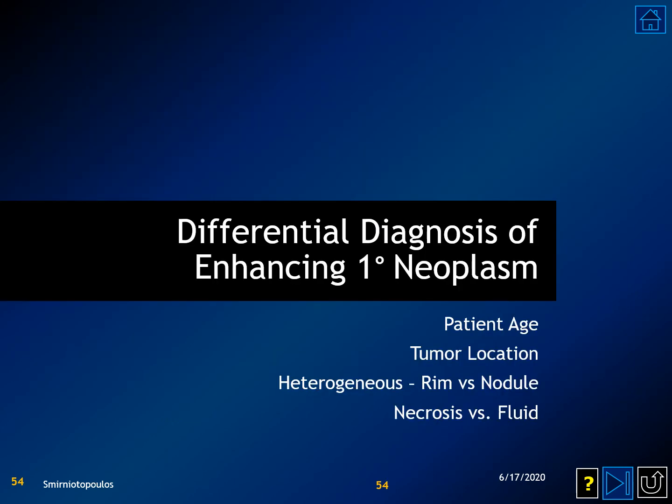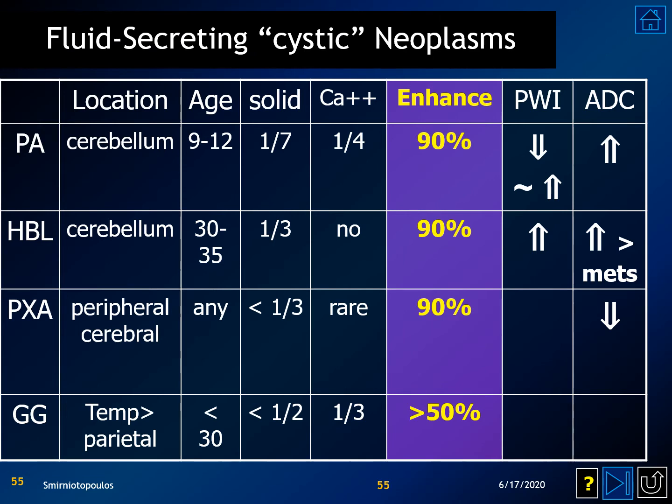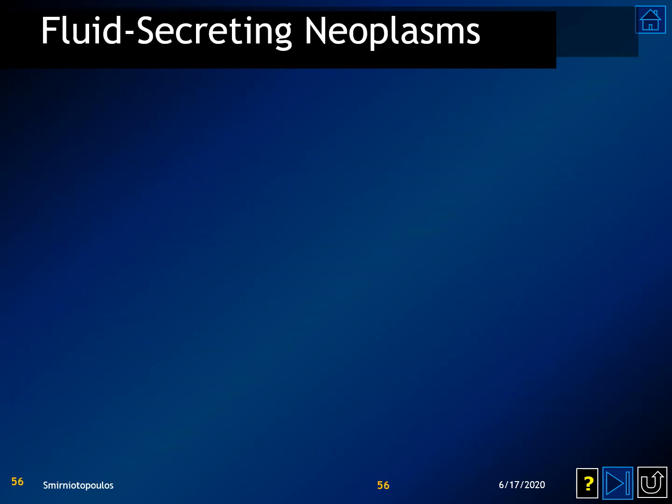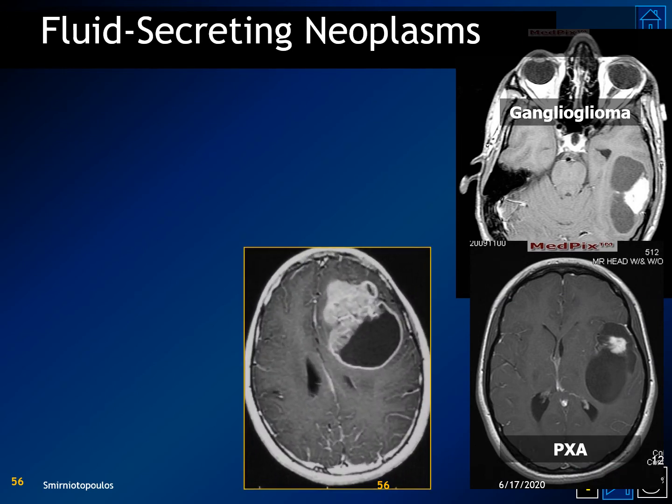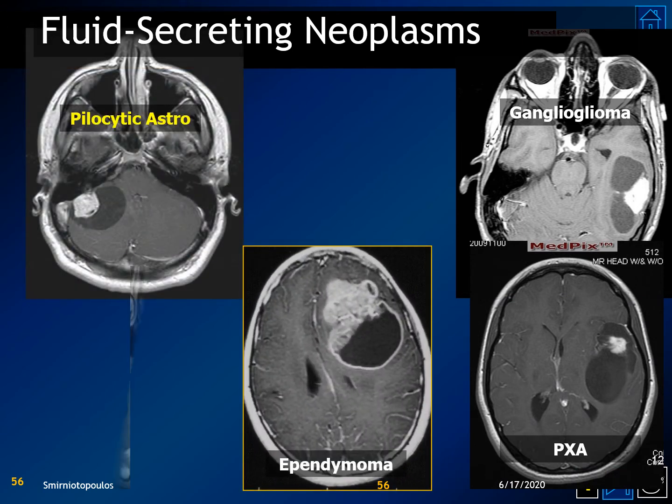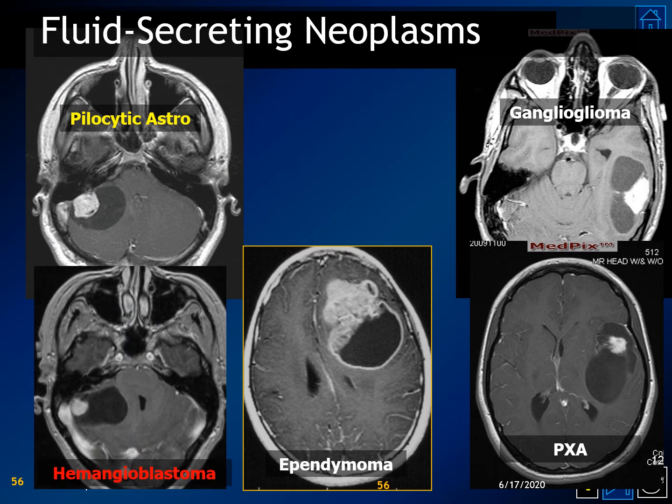In the differential diagnosis of an enhancing primary neoplasm, it's important to consider the patient's age, the tumor location, whether we have rim versus nodular enhancement, and whether we can determine whether we have necrosis versus fluid. We want to remember that the vast majority of fluid-secreting tumors are capable of contrast enhancement. In fact, the vast majority of them actually demonstrate contrast enhancement on CT and MR. The fluid-secreting neoplasms, as we've mentioned before, include ganglioglioma, pleomorphic xanthoastrocytoma, ependymoma, pilocytic astrocytoma, and hemangioblastoma, which is not a glioma.